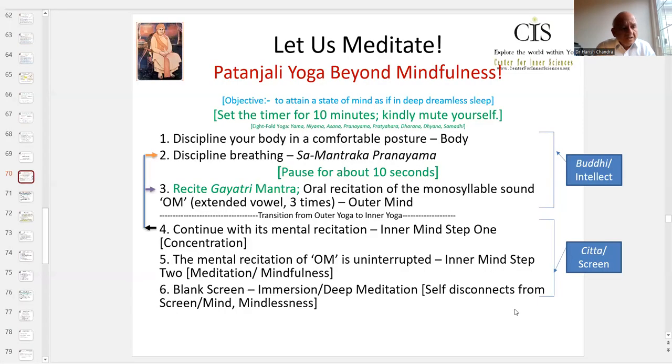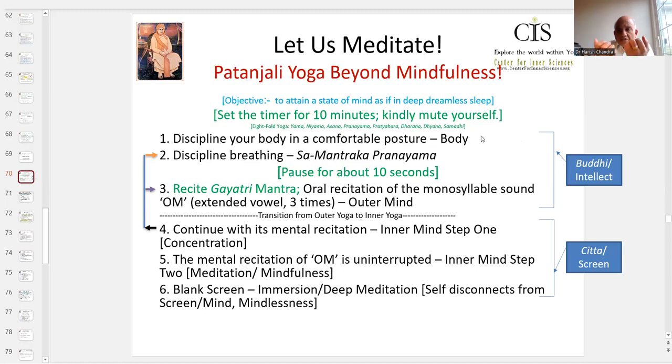So short practice, the same slide which we did, I think, last week. We couldn't do it probably. But the week before that, we recited Gayatri Mantra, and that is the slide. Now we are familiar with the difference between buddhi and chitta, so this is another way to look at it. The outer yoga, namely body posture, deep breathing, and oral recitation, corresponds to asana, pranayama, pratyahara. They are outer, peripheral yoga. Here our buddhi is functioning as buddhi.